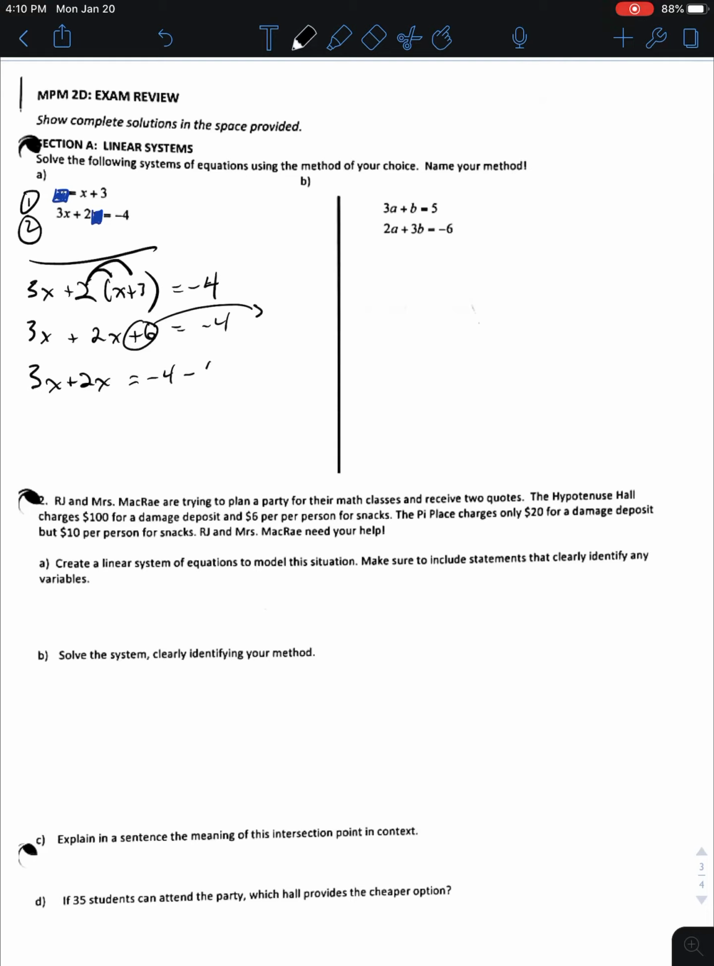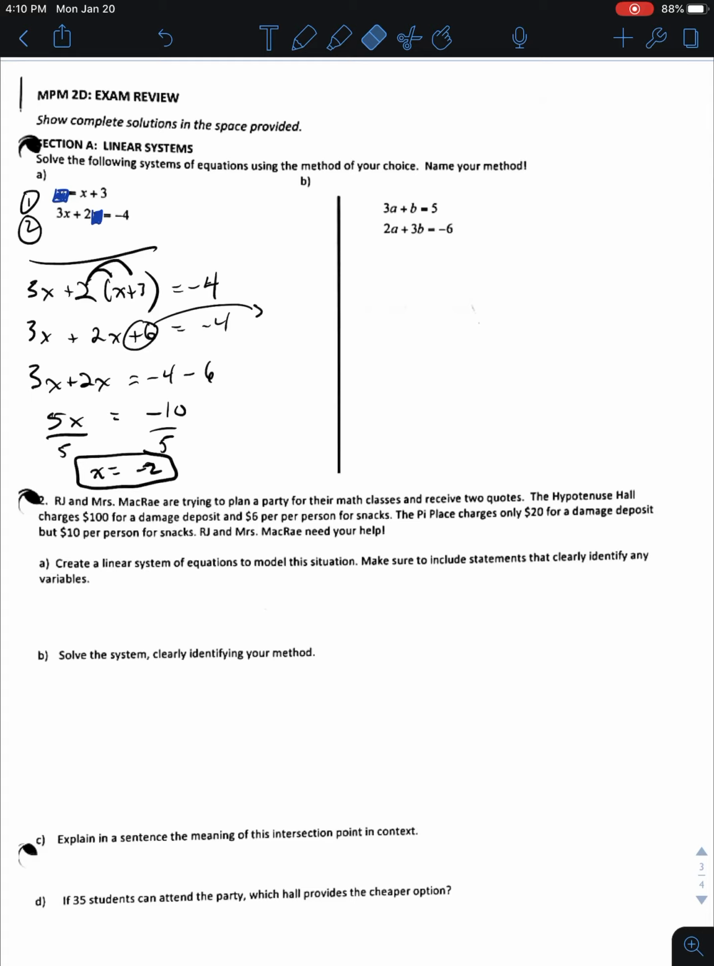I'm going to get 3x plus 2x is equal to negative 4 minus 6. Now I can just collect like terms and add up both sides, because everything's separated. So 5x is equal to negative 10. Negative is important. Then I can divide both sides by 5, and x is going to equal negative 2.